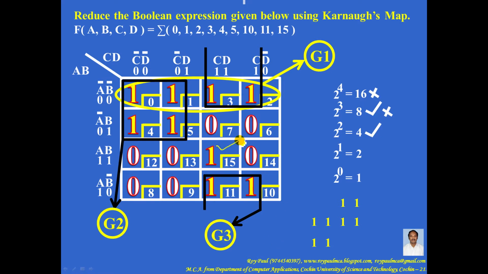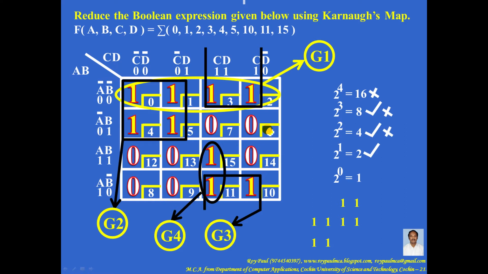Now using the left out one, will I get 4 adjacent ones? No, so 4 is ruled out. Will I get 2 adjacent ones? Yes, easily you will get 2 adjacent ones, because for a left out one, overlapping is there, and these two ones can be taken as a group. No more left out ones.